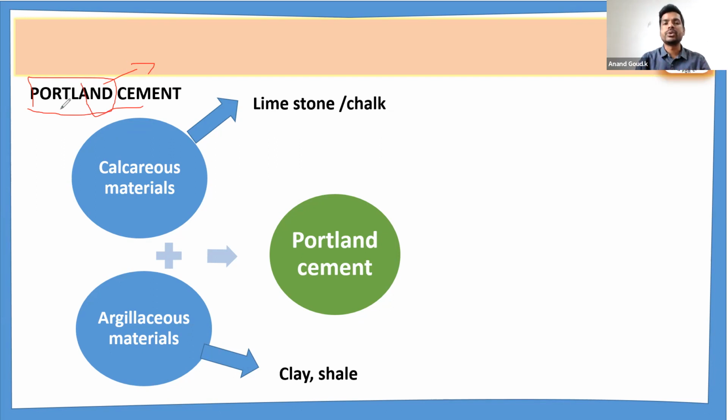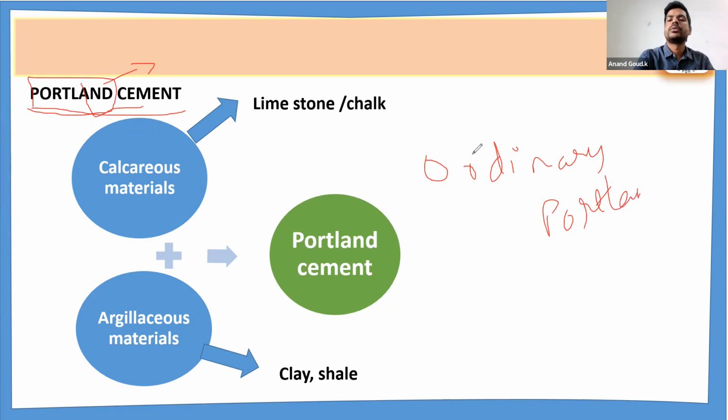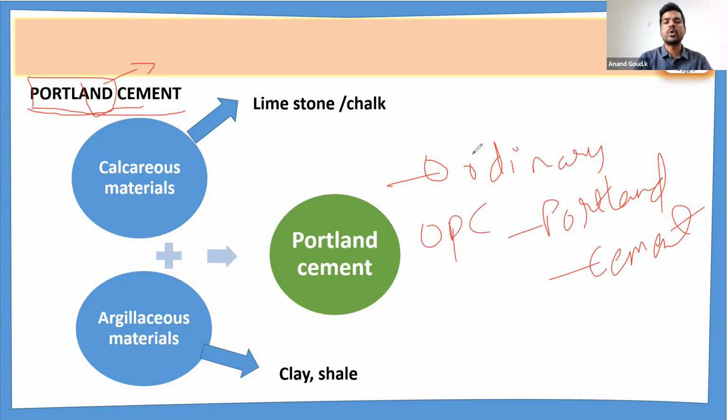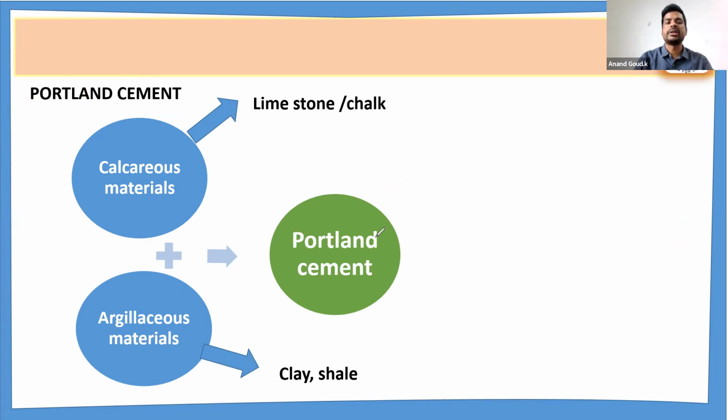Normally, whatever cement we are using is called Portland cement, ordinary Portland cement. The normal cement which we use in construction is called ordinary Portland cement, in short OPC. Now coming to the manufacturing, the raw materials of cement. What are the raw materials we use for manufacturing this cement? The first one is calcareous materials.